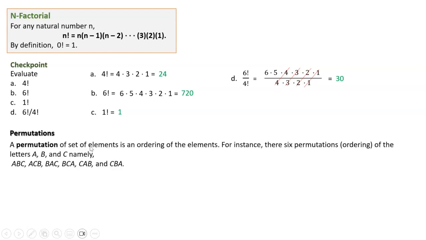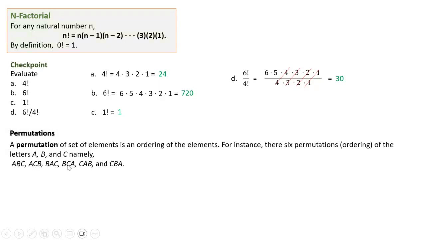A permutation of a set of elements is an ordering of the elements. For instance, there are 6 permutations ordering the letters A, B, and C. For example, in how many ways can we arrange the letters A, B, and C? And here, guys, the ordering does matter. For example, ABC and ACB is not the same order. That's why, how many different ways can it be?